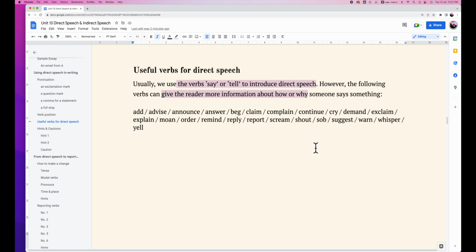Other than the words told, tell, say, and said, there are some other verbs that we can use to provide information about the meaning of the speakers. Let's take a look. What words are they? Usual verbs for direct speech. We use the verbs say or tell to introduce direct speech, but some other verbs can function similarly, and they provide more information about how and why. So all these are listed here.